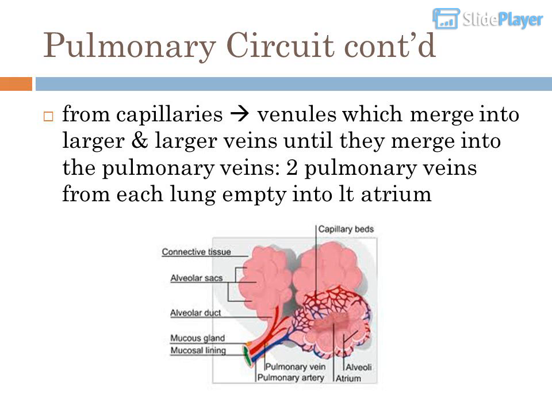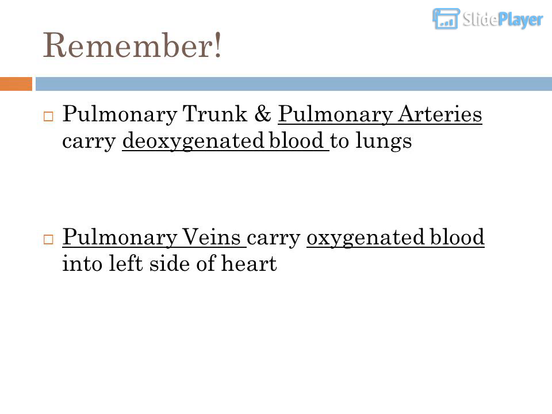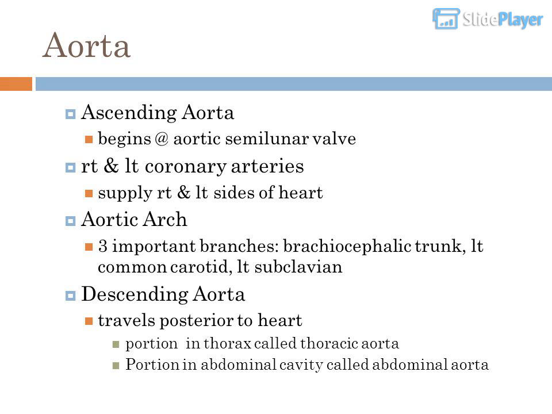Pulmonary circuit continued. From the capillaries, venules merge into larger and larger veins until they merge into the pulmonary veins. Two pulmonary veins from each lung empty into the left atrium. Remember, the pulmonary trunk and pulmonary arteries carry deoxygenated blood to the lungs. Pulmonary veins carry oxygenated blood into the left side of the heart. Aorta: ascending aorta, right and left coronary arteries, aortic arch.